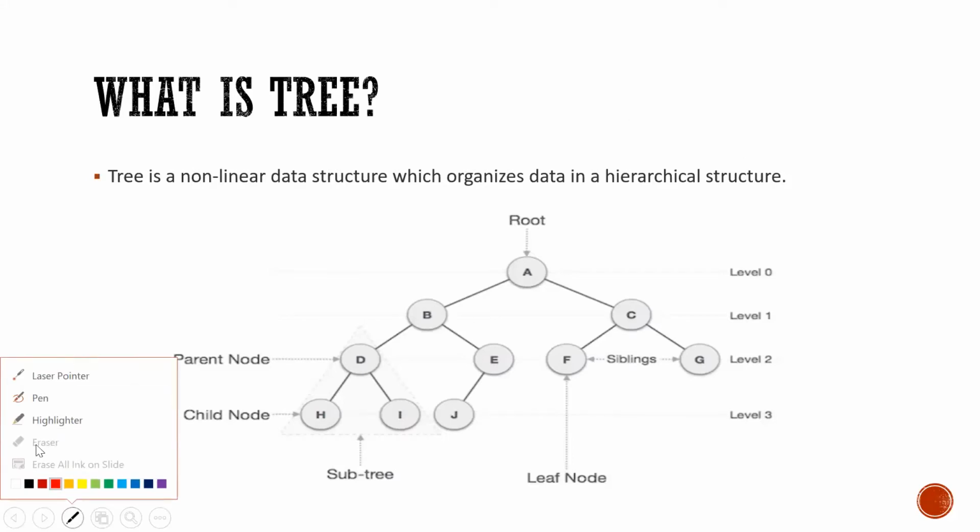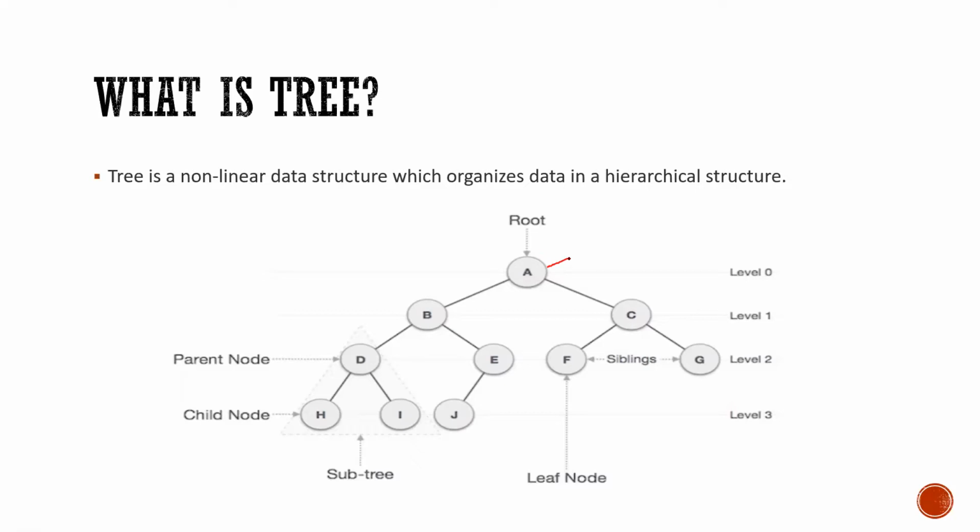Okay, let me use my pen. In a simple tree, the root is downward and the fruits or leaves are in the upper region, right? But in our tree data structure, it is in inverted form. This form is known as the root, the starting node, the parent node of all the nodes, and these two are their respective left child and right child.